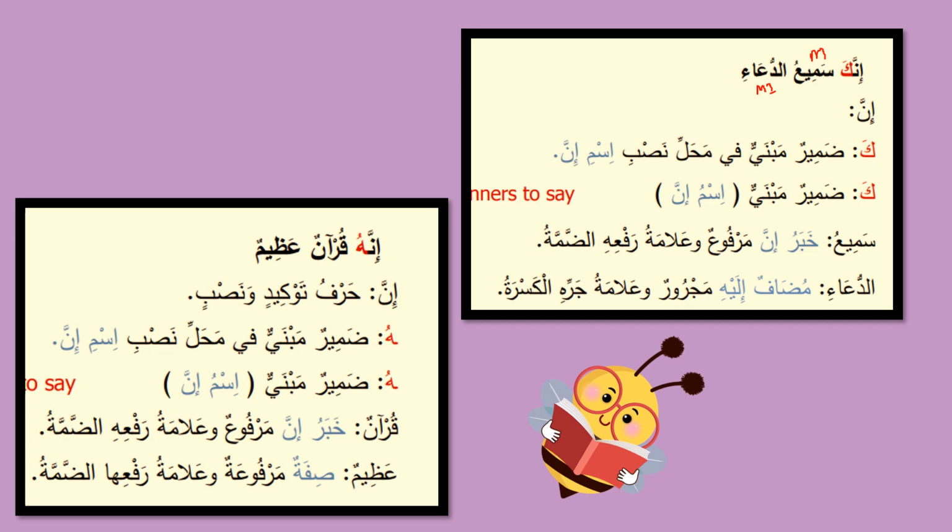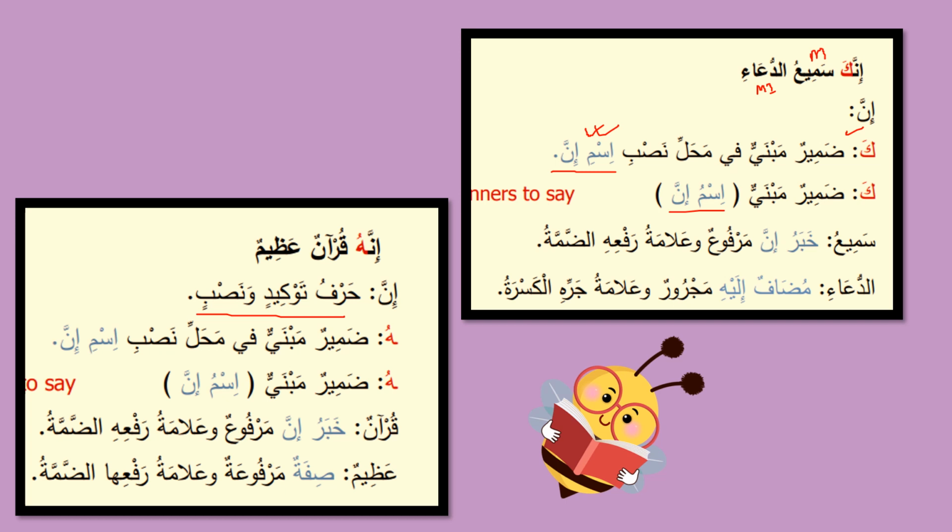Let's see. Inna is harf tawqeed wa nasb. You have to explain harf tawqeed wa nasb, just like this given here. And ka, the damir that is attached with inna, is damir mabniyyun fi mahall nasb ism inna. If you write ism inna, that is more than enough. Now ka, as a beginner, you can just say ism inna.